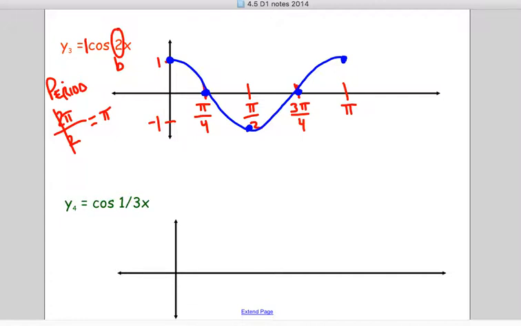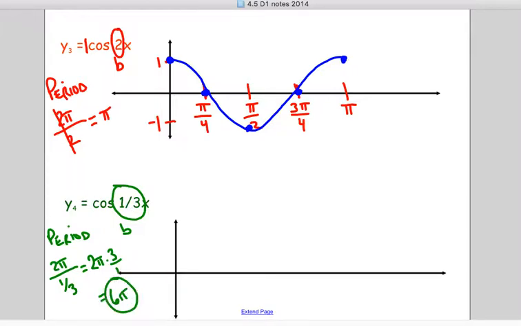With the next one here, the value of b is 1/3. So this period, you're going to take 2 pi and divide it by 1/3, which is the same as taking 2 pi and multiplying it by 3 over 1. So we get 6 pi. That's the new period. So make your 4 tick marks.